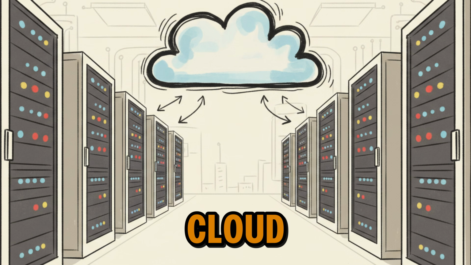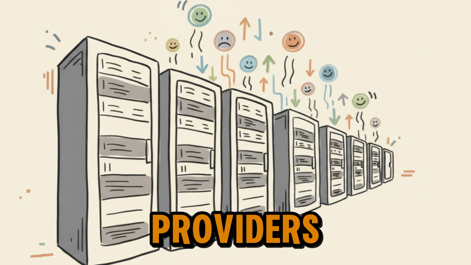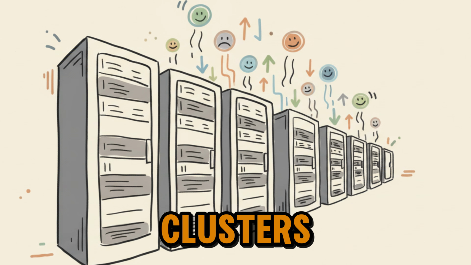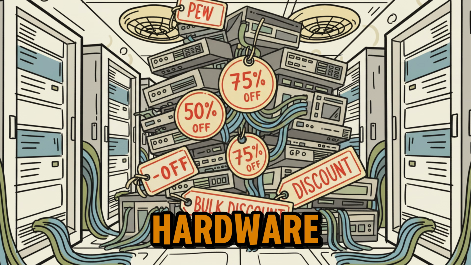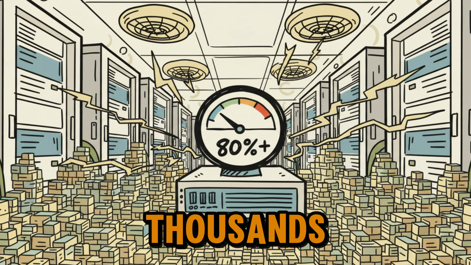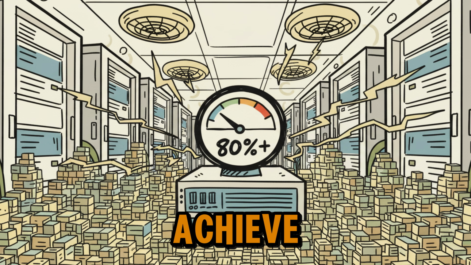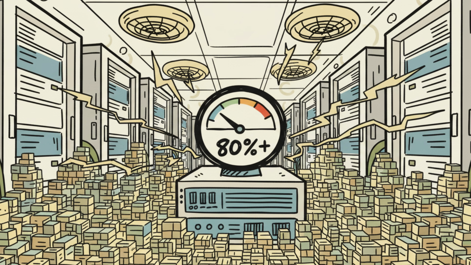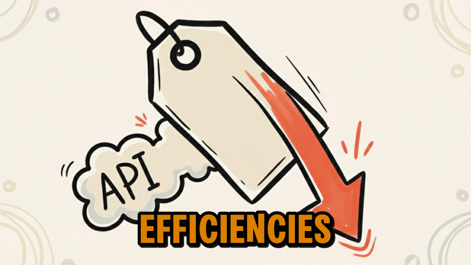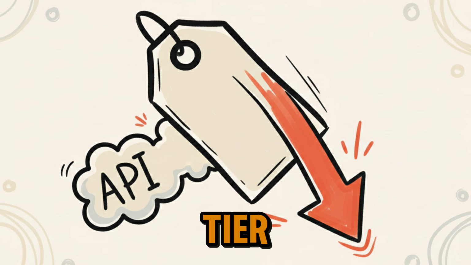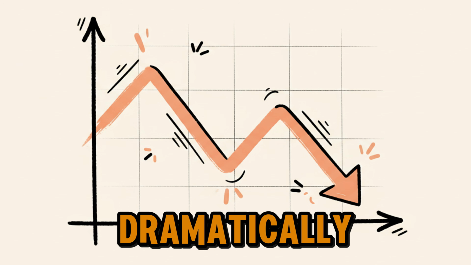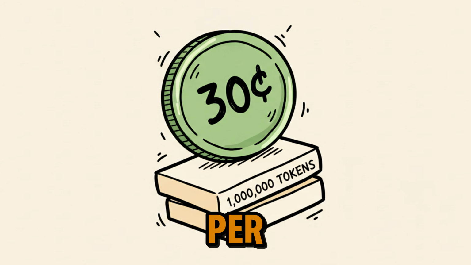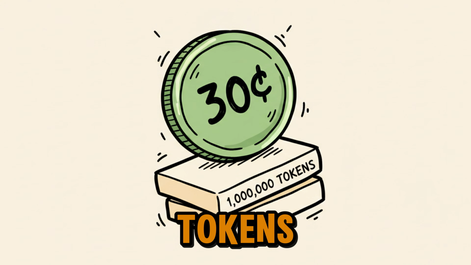Now let's look at the cloud alternative. Cloud API providers operate on massive multi-tenant clusters. They buy enterprise hardware at bulk discounts, stack thousands of requests per second, and achieve GPU capacity utilization rates exceeding 80%. Because of those hyperscale efficiencies, API prices for mid-tier open weight models dropped dramatically, sitting around 30 cents per million input and output tokens.